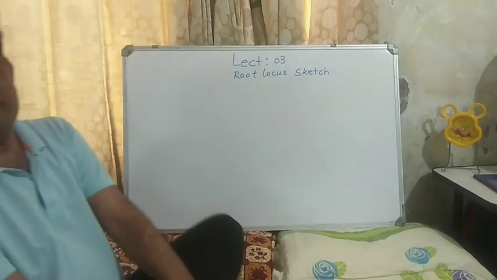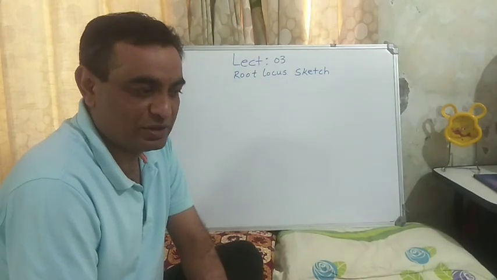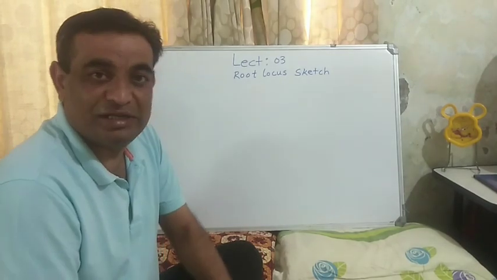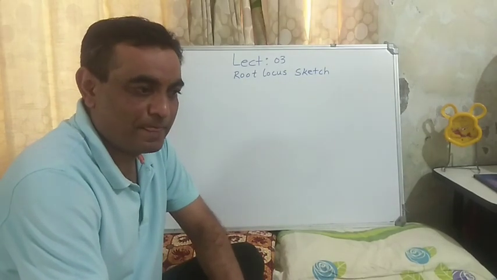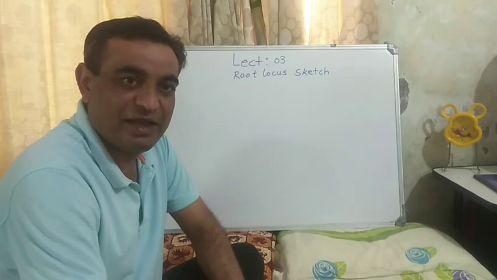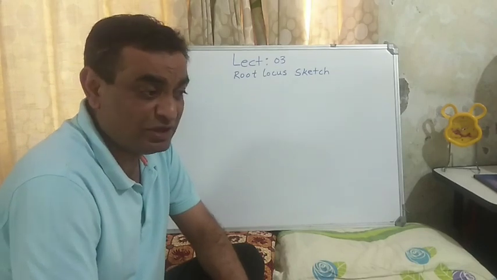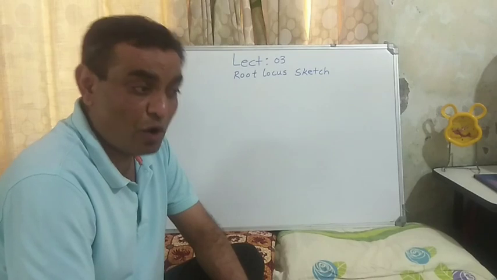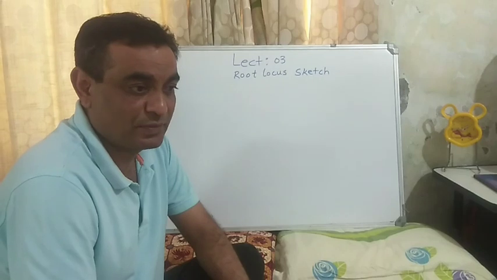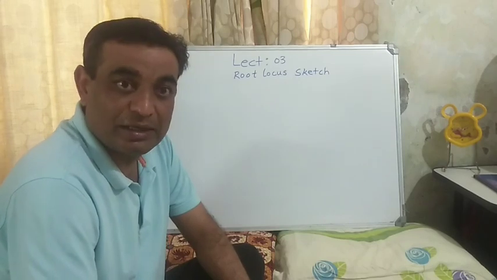Then we started with the procedures or the rules to sketch the root locus. The first rule says that the root locus is symmetrical about the real axis. The second rule says that root locus starts from open loop poles with gain k equal to 0, and terminates either at open loop zeros with gain k equal to infinite, or at infinite with gain k equal to infinite. So these were the 2 rules that we discussed in the previous lecture. Let us start with the third rule.